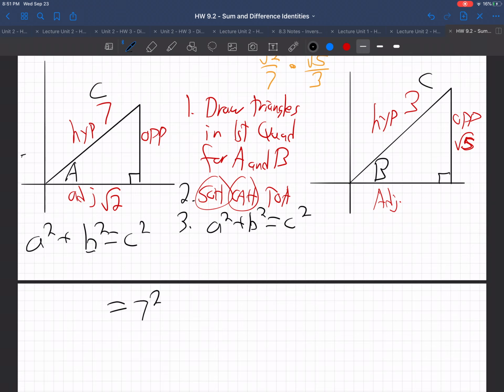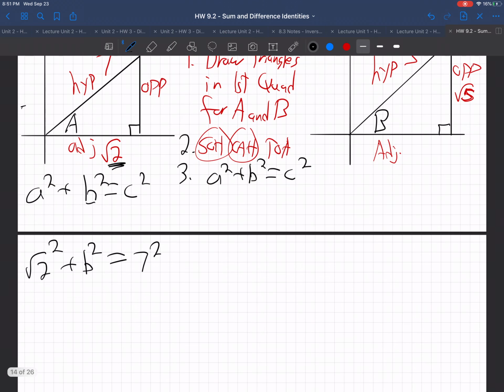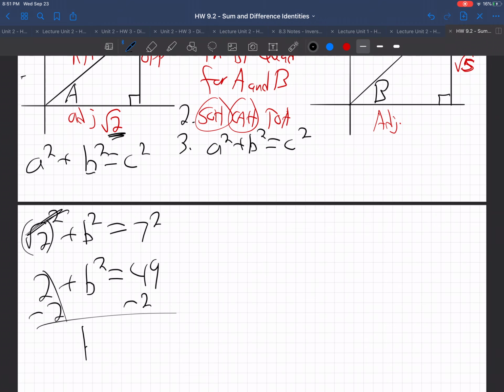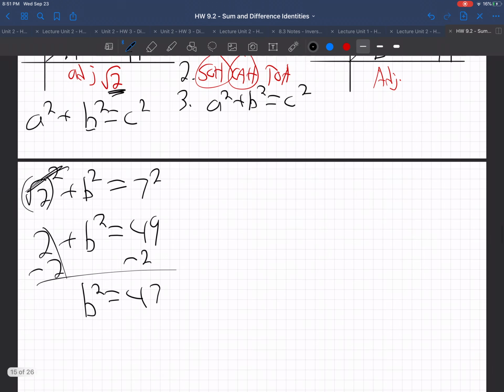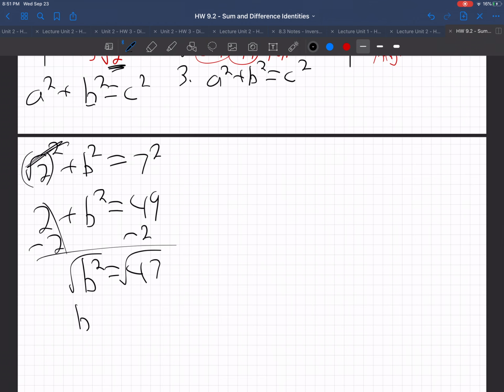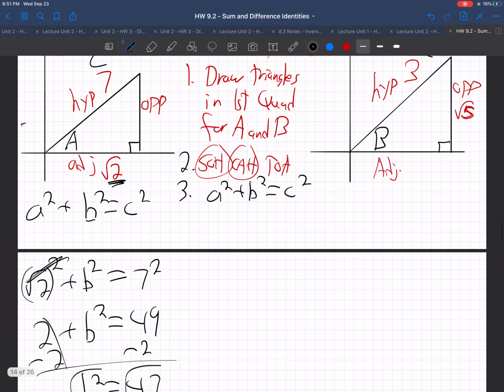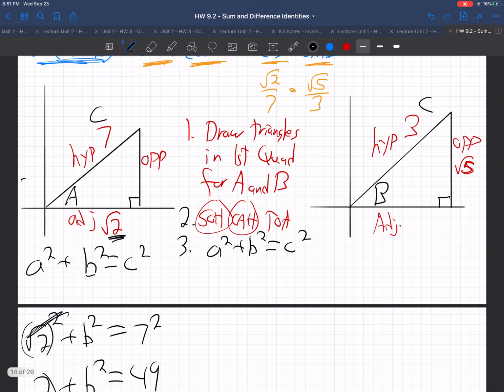So this is the 7 squared. So we've got root 2 squared, because one of the sides is root 2 squared, plus the other side squared is 7 squared. Root 2 squared is just plain 2, isn't it? Because the root just cancels the square. Plus b squared is 49. Subtract 2 from both sides. B squared is 47. And then root it, so b is the root of 47. So this other side here is the root of 47.